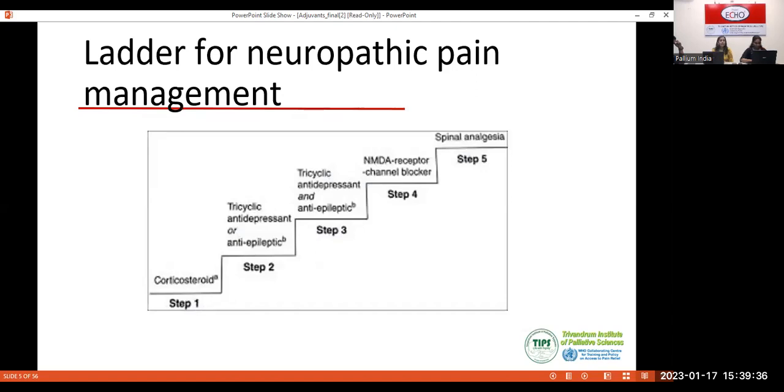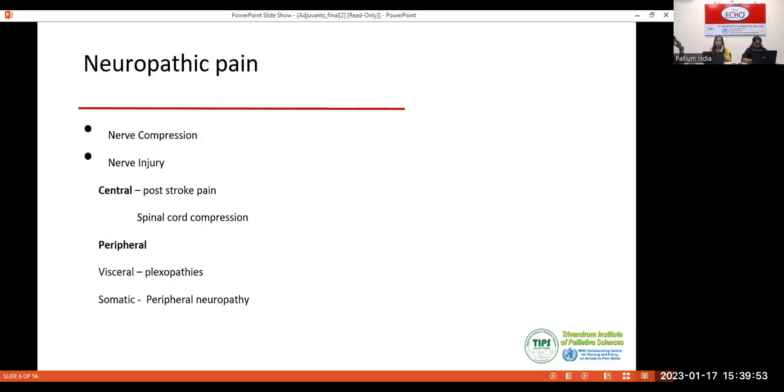This is another ladder. So I'm introducing 2 ladders. You don't need to learn it by heart. I still don't remember the steps in this ladder because it's a little complicated. But this is a ladder for treating neuropathic pain. I'm not going into details. We'll come to that one by one. So we are now focusing more on neuropathic pain.